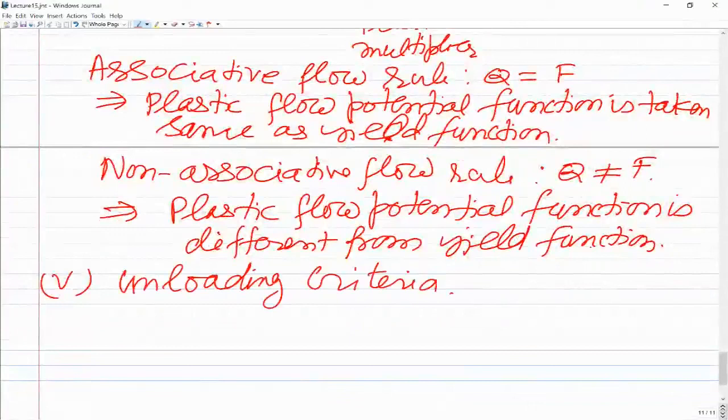So I think this is where I want to stop. I will continue subsequently. We will continue discussing the elastoplasticity problems subsequently. So I want to stop here. Now if you have any questions and doubts, you can ask.